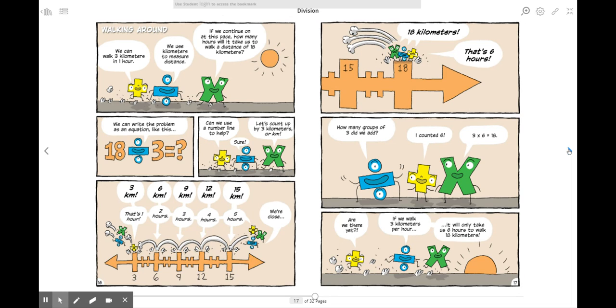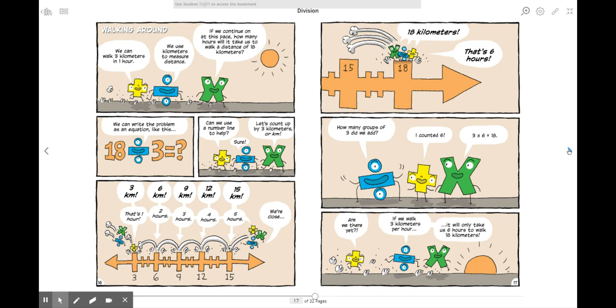Can we use a number line to help? Sure. Let's count up by 3 kilometers, or km. 3 kilometers, that's 1 hour. 6 kilometers, 2 hours. 9 kilometers, 3 hours. 12 kilometers, 4 hours. 15 kilometers, 5 hours. We're close. 18 kilometers, that's 6 hours.